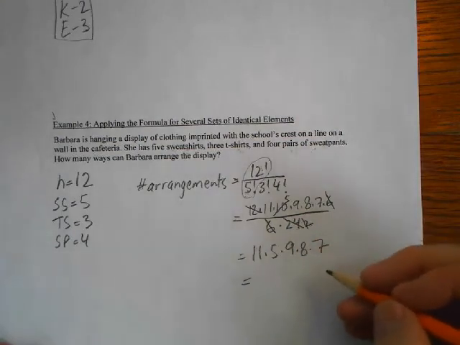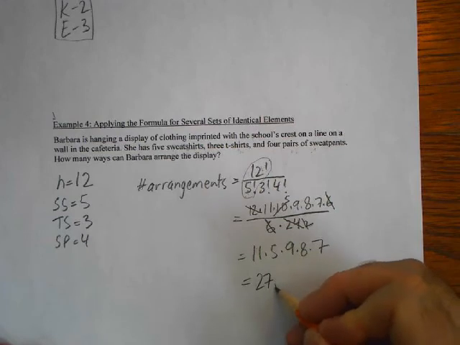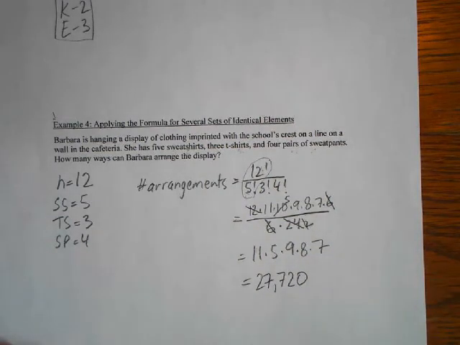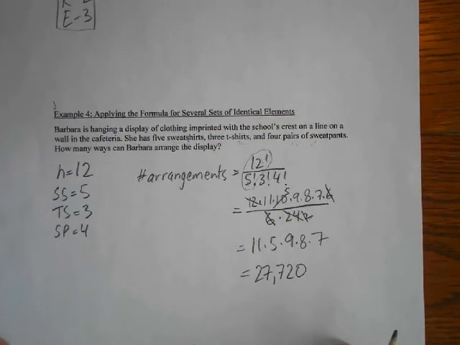And I could do this in my head maybe if I felt like it. That works out to 27,720. So there's a lot of ways she could hang those school clothing items on the wall, even though a lot of them are identical.